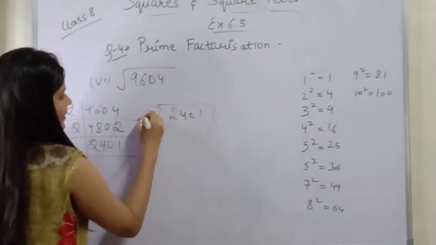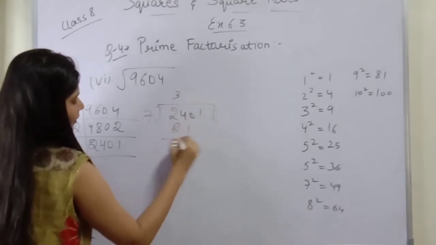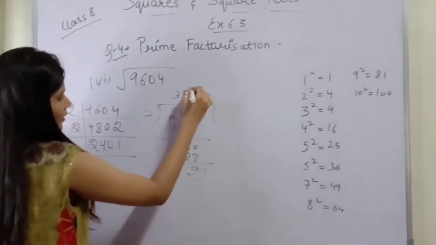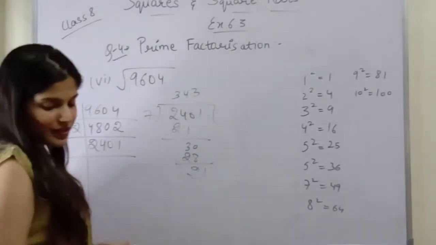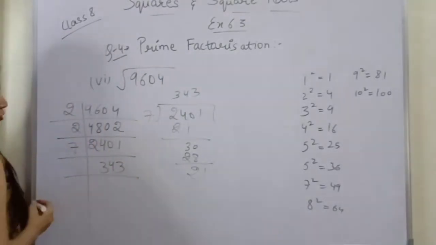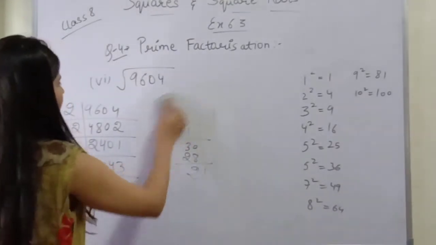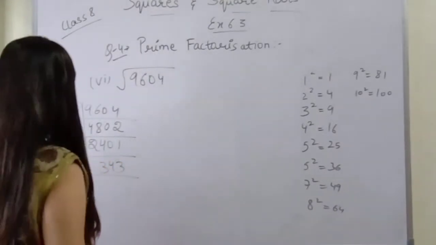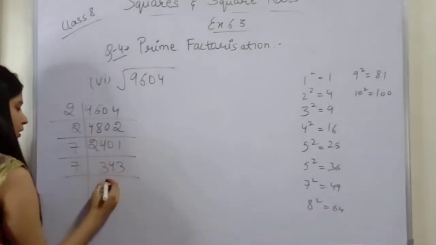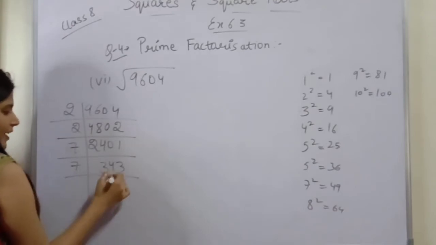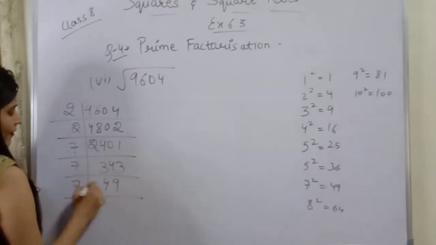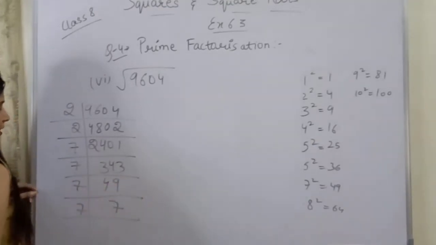2401. 7 3s are 21. 30. 7 4s are 28. 21. 7 3s are 21. So yes, this number is a multiple of 7. 7 3 40s are 2401. Now again, I think this number is a multiple of 7 only. 7 4s are 28. 63 बचा. 7 9s are 63. Again 7 7s are 49. Again 7 1s are 7.